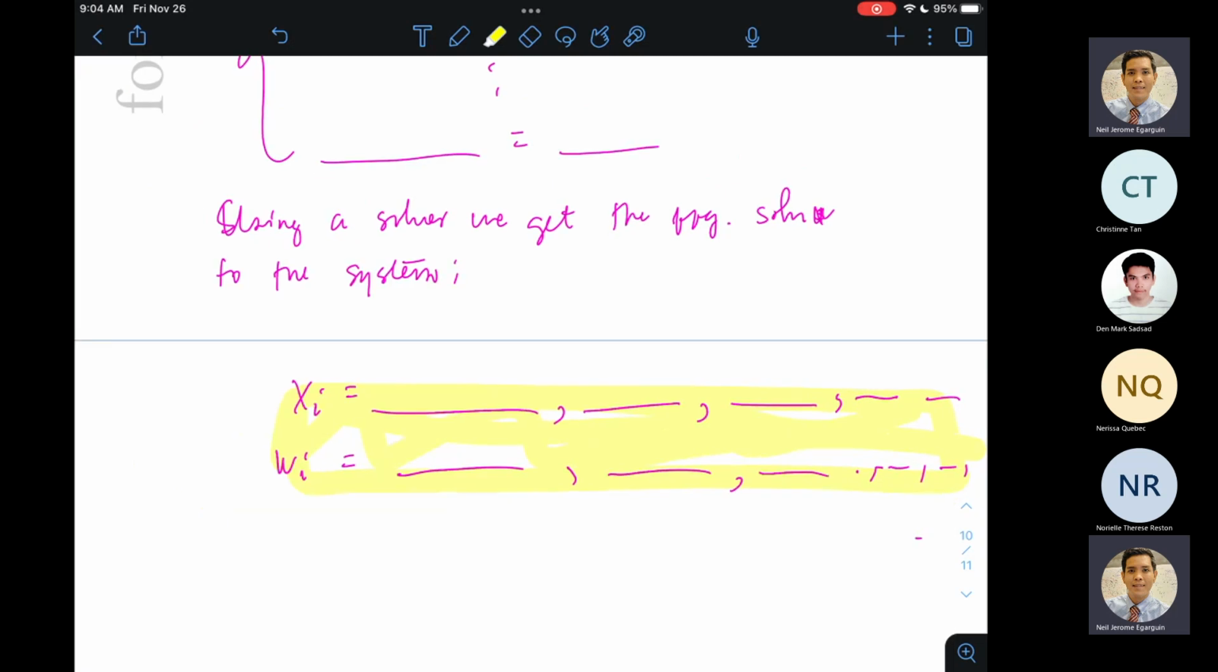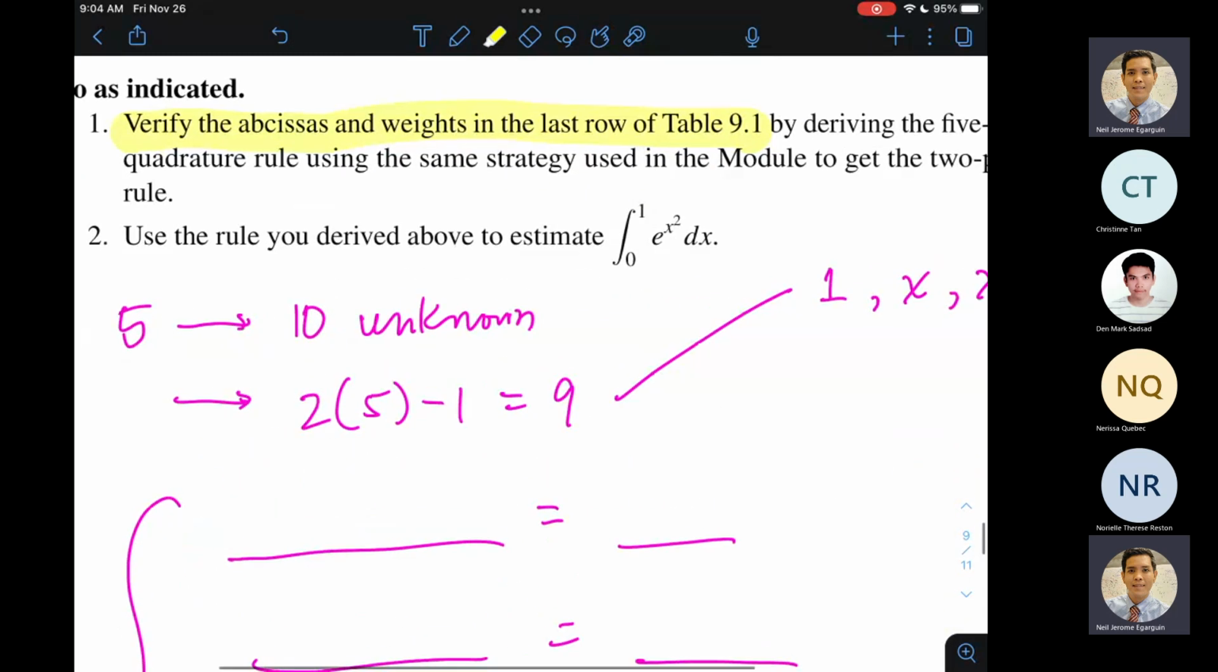Okay? And then the second part is to use the rule that you just derived to estimate the integral of e to the x squared dx from 0 to 1. Okay? So of course, kailangan yung gawin yung translation trick kasi yung integration interval dito ay from 0 to 1. Okay? So hindi kayo nag-plug in dito ng x squared lamang. Alright? So ang i-plug in nyo dyan ay yung (b minus a)/2 times x plus (a plus b)/2, where the x's are the roots or the numbers you find in the last entry of table 9.1. Okay? And I think you should be good.